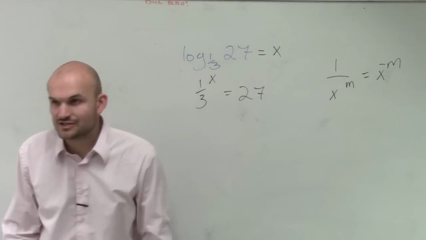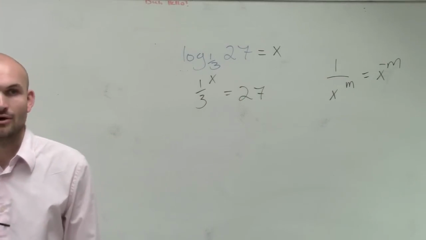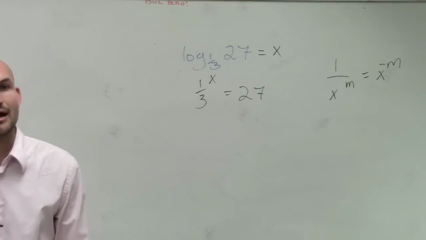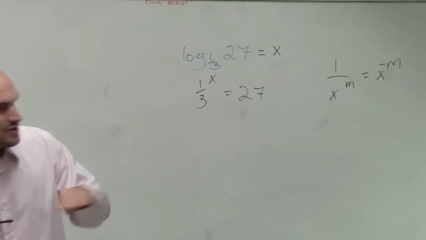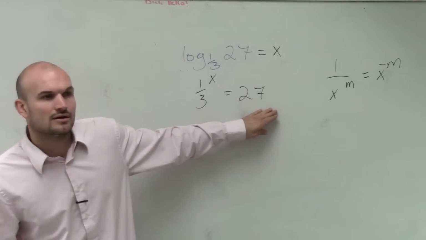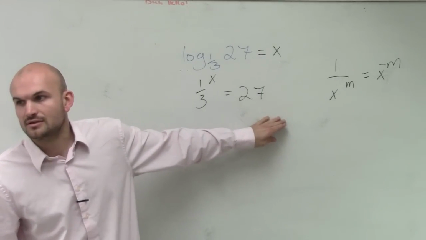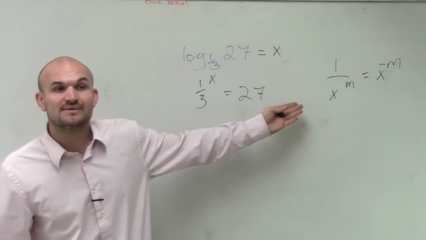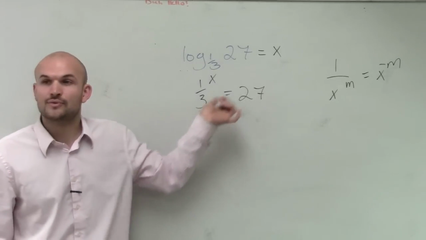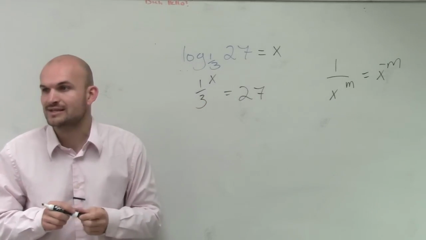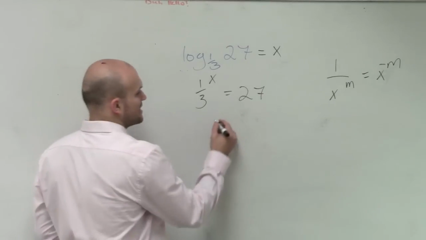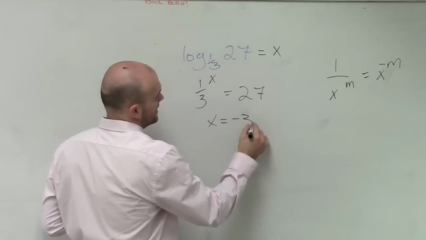So how do I get my fraction to be just a whole number here? What do I need to do? It has to be negative. That means my exponent has to be negative. Good. And then how am I going to get 3 to be 27? What exponent do I need to raise it to? Negative 3. So you can say x equals negative 3.